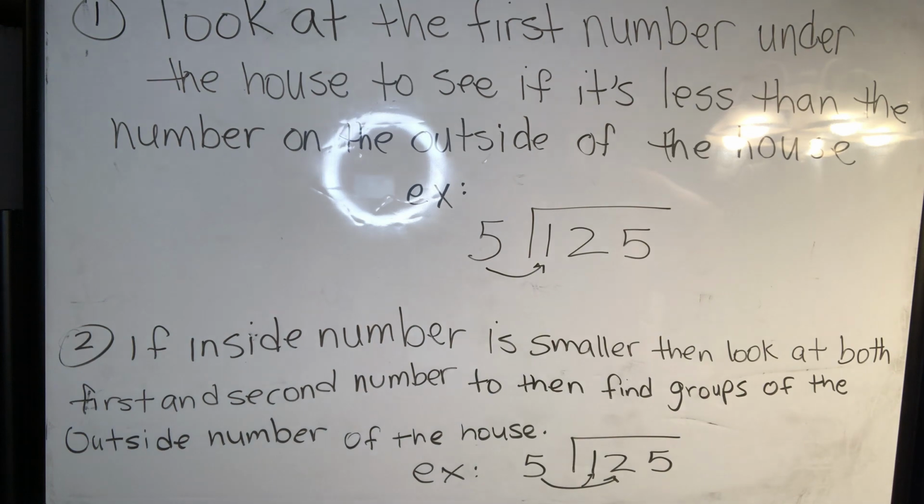As we see in our second step, it tells us if the inside number is smaller, then look at both the first and second number to then find groups of the outside number of the house. For example, now we're going to look at 5 going into 12 instead of 5 going into 1. And with that being the case, we would have to decide how many groups of 5 we can get to get as close to 12 as possible.